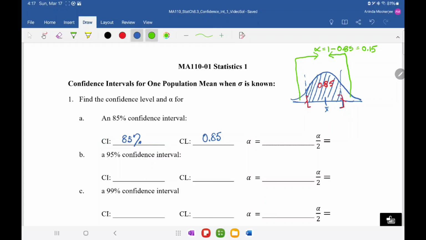So I'm going to write the value of alpha as 1 minus CL. That would be the formula to use because the total area under the curve is 1 and the bounded area is 0.85. Therefore, the unbounded area in total is going to be 1 minus 0.85, which gives us 0.15. All right, 0.15. Now, what is alpha by 2? Alpha by 2 is the area of each side, the unbounded area on each side.